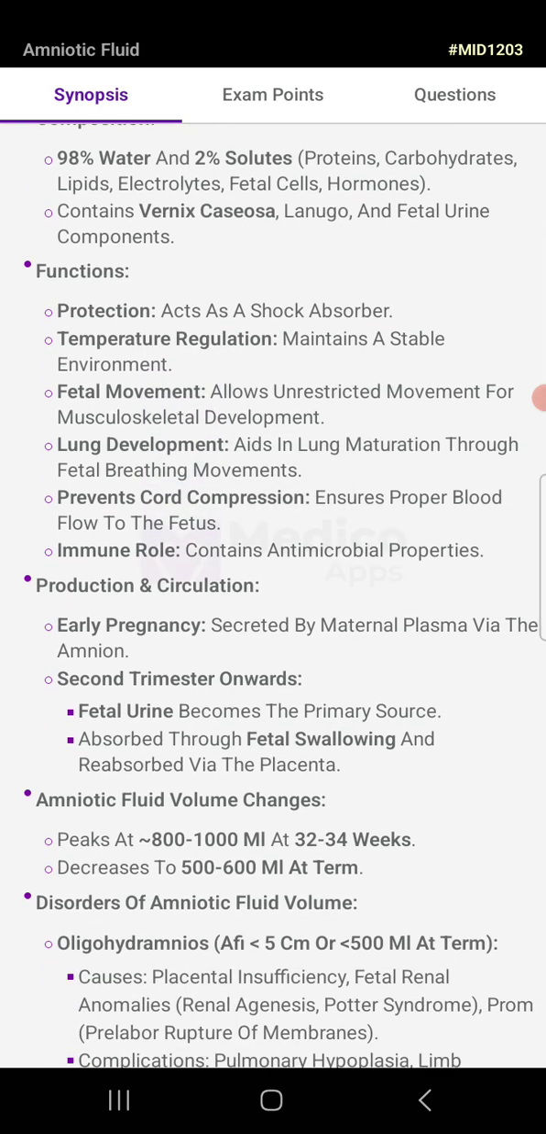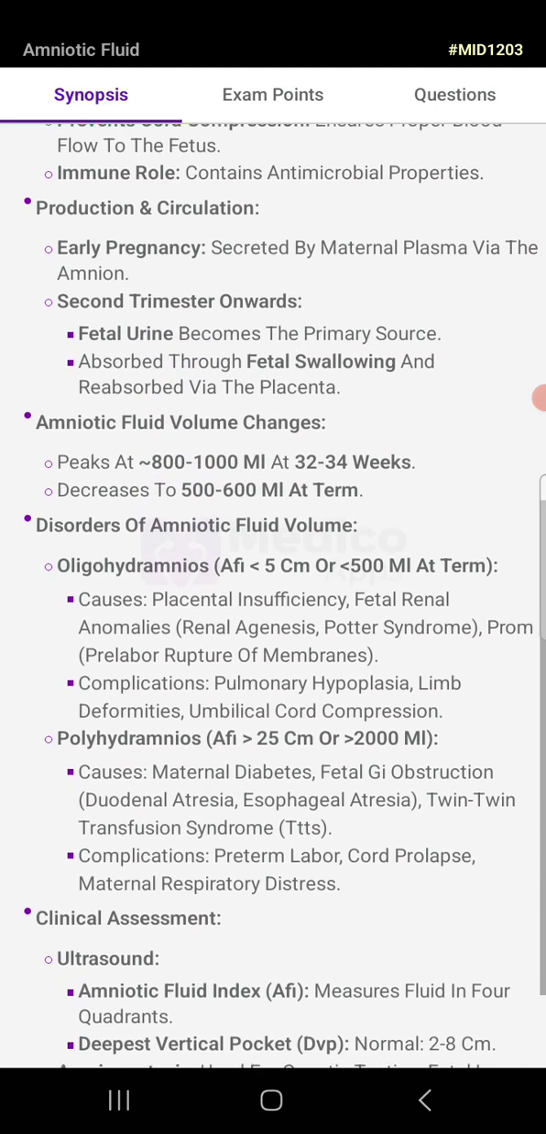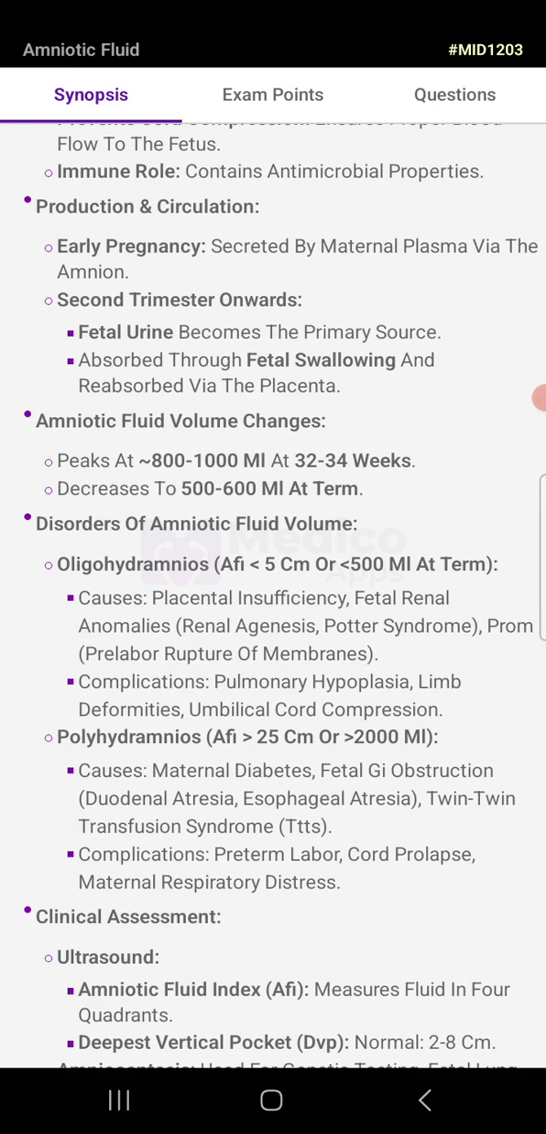Production and circulation. In early pregnancy, it is secreted from the maternal plasma via the amnion. From the second trimester onwards, fetal urine becomes the primary source, absorbed through fetal swallowing and reabsorbed via the placenta. Amniotic fluid volume changes. Peaks at 800 to 1000 ml at 32 to 34 weeks, decreases to 500 to 600 ml at term. Disorders of the amniotic fluid volume.